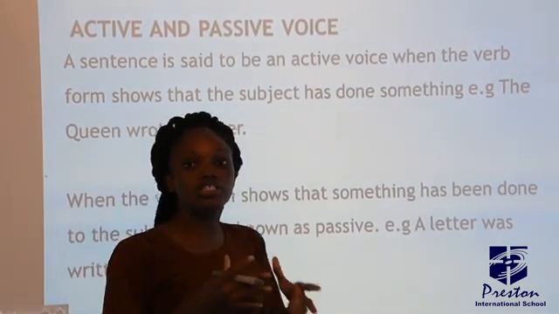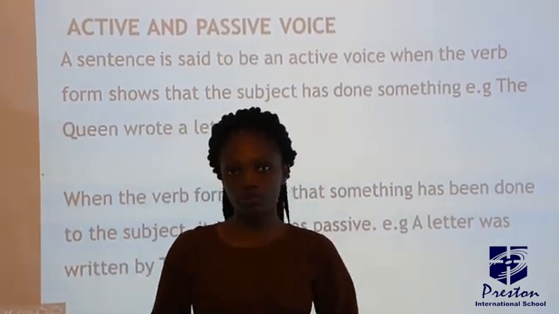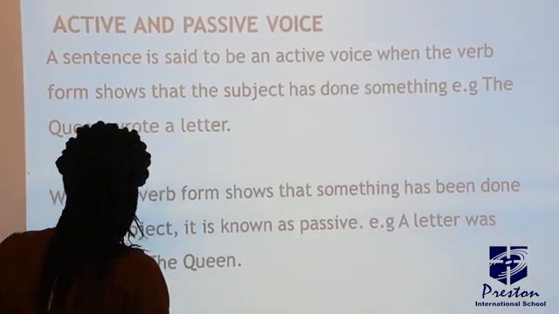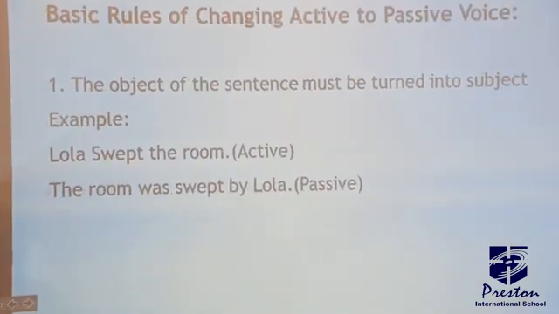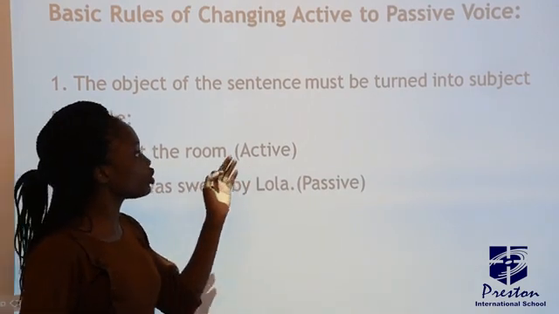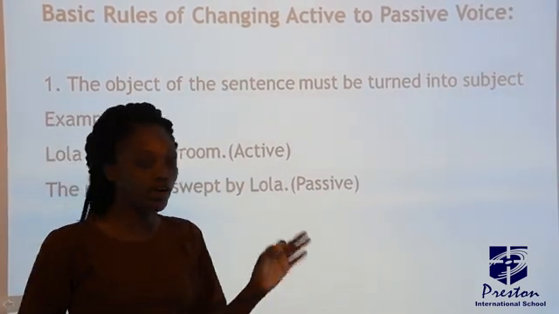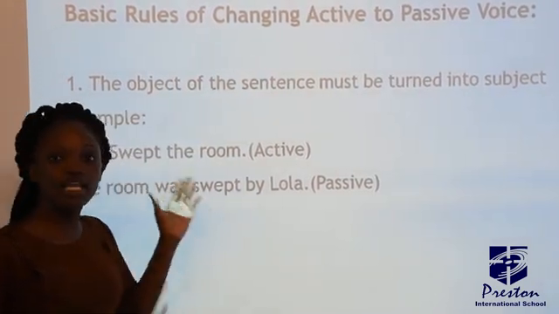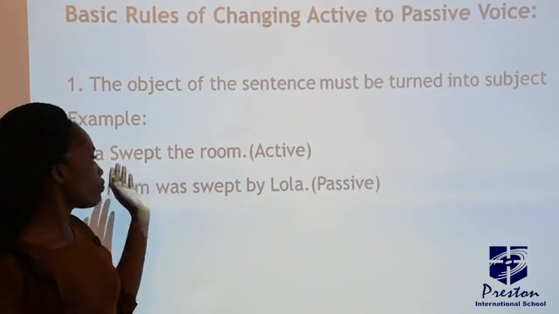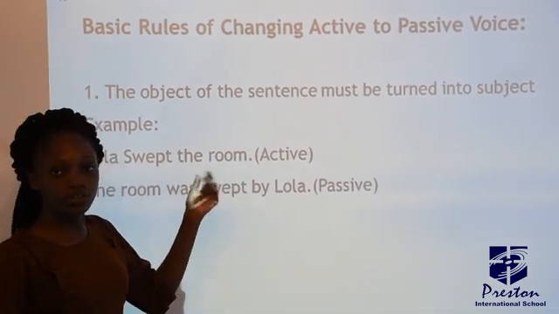So, in doing this, there are some basic rules that you have to follow. So let's see. Number one, the object of the sentence must be turned into subject. For instance, you have Lola swept the room. Lola is the subject, swept is the verb, and then the room is the object of the sentence.